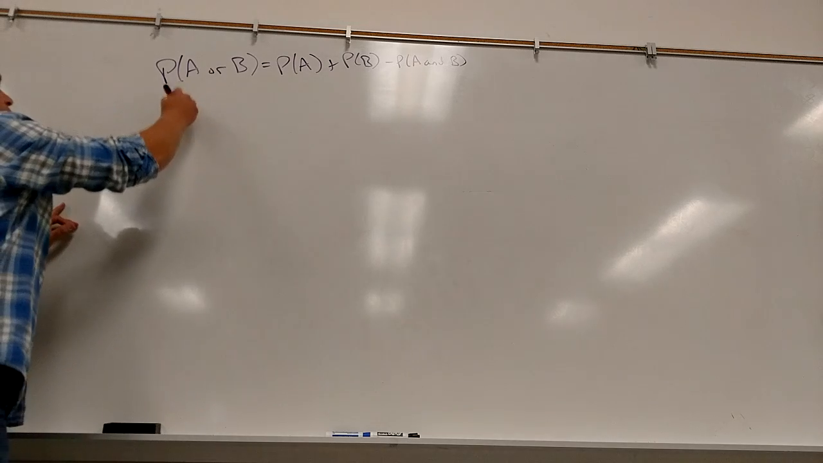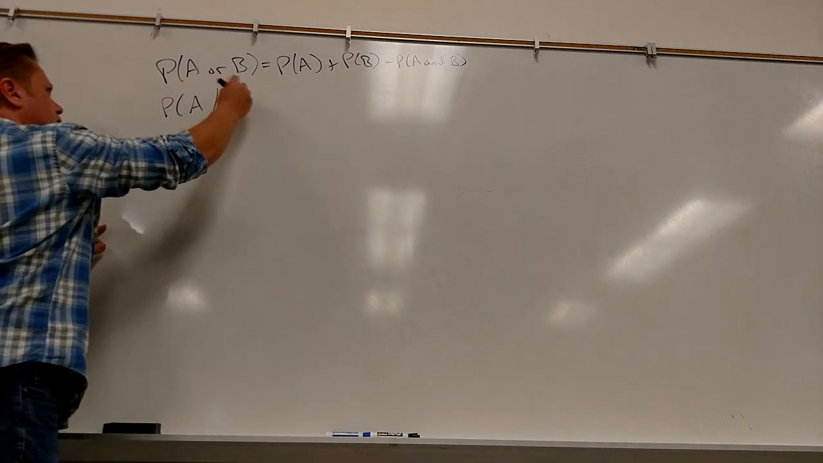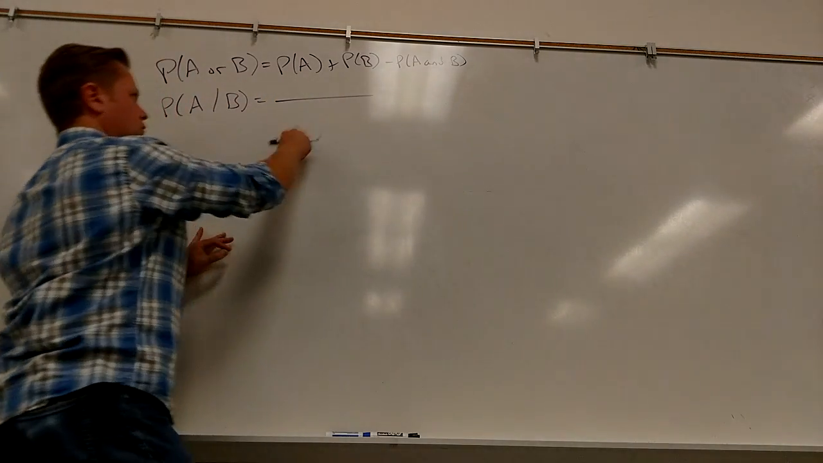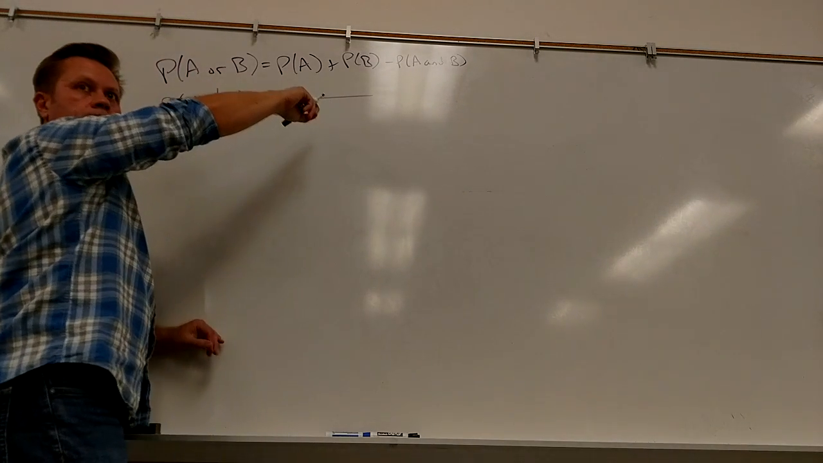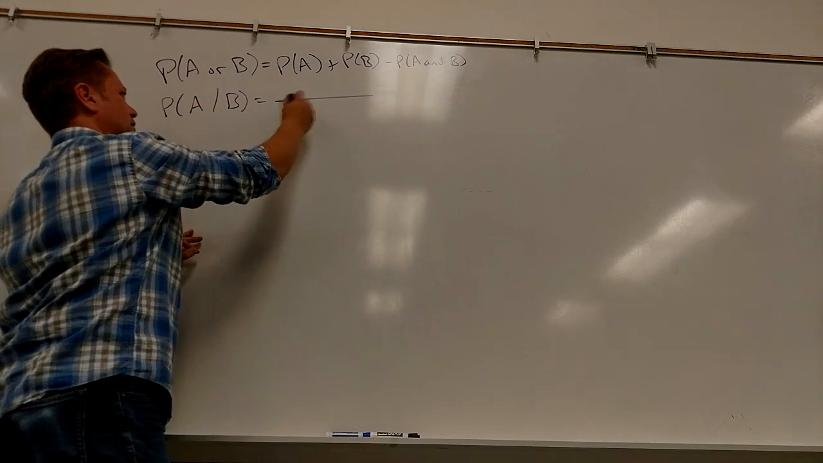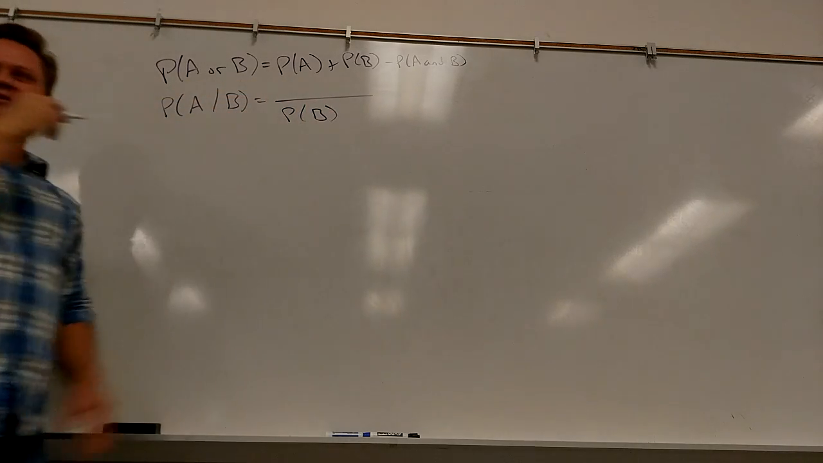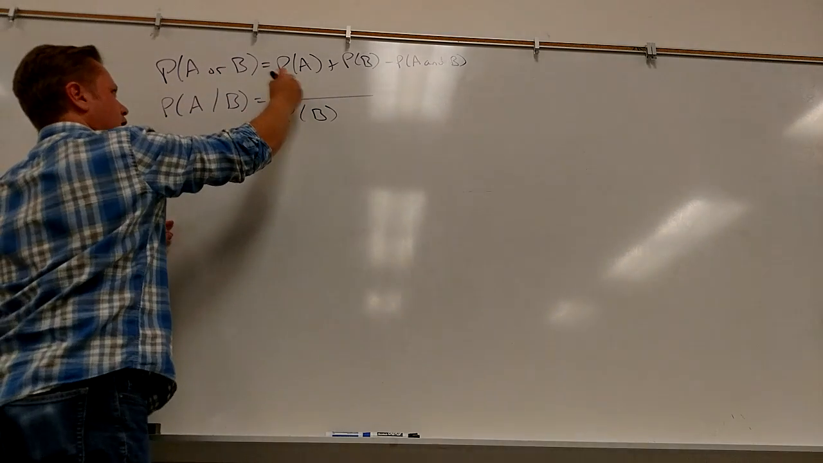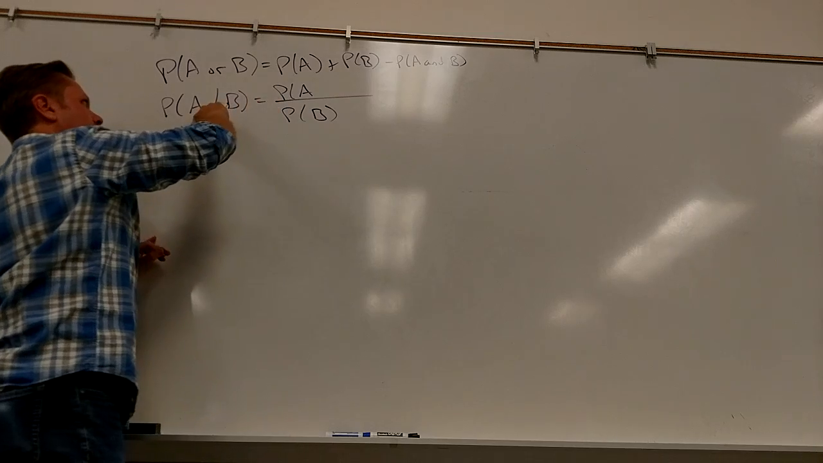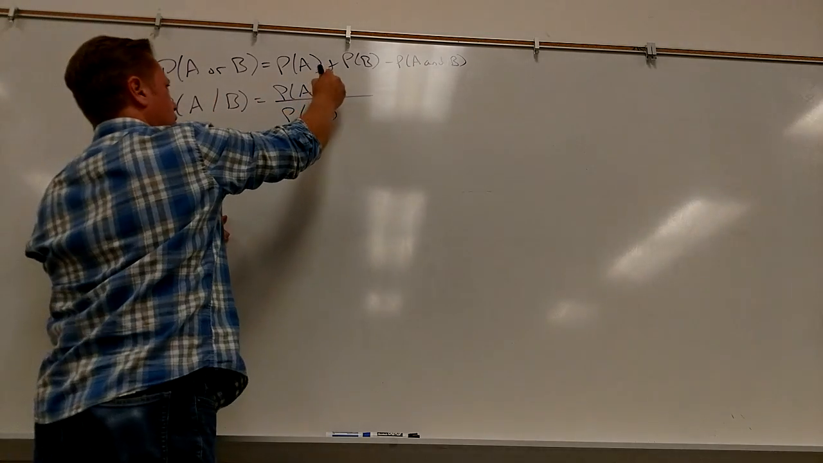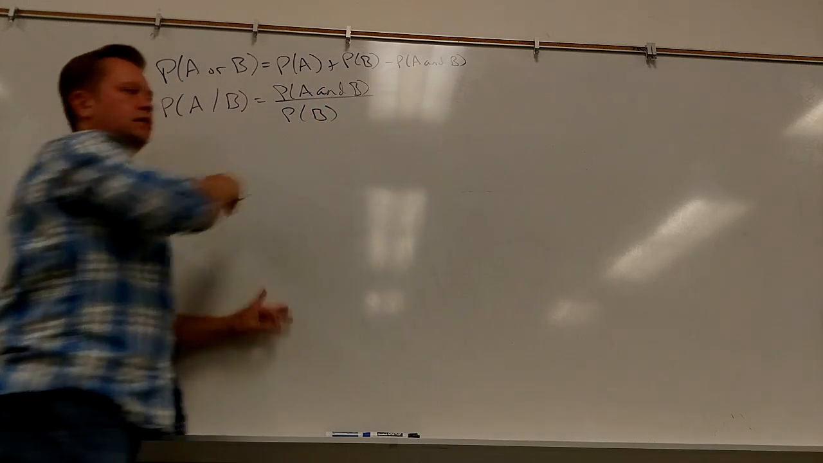And then we had probably A given B. What was that one? What was on the bottom? And then on the top, the only way that it could happen in A is if it happened in B, because B is what happened. So it has to be in A and B. So that's the given.